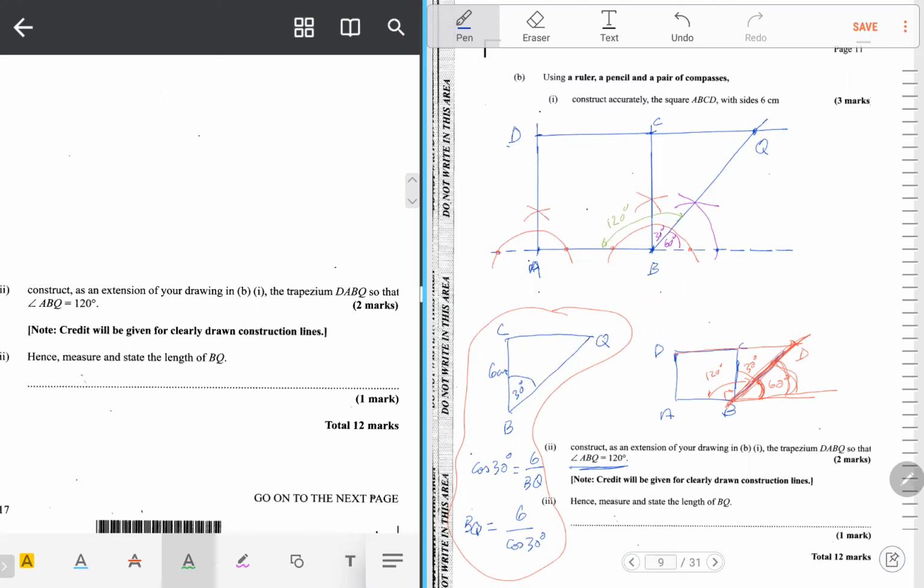So when you do it, you're supposed to get BQ equals 6.92 centimeters. That's going to be the length of it, 6.92 or 6.93, I should say. If you get 6.92, no difference. So do it, construct it, and check it for yourself and see what you get. All right, students, that's what you need to do. All right, let's move on.